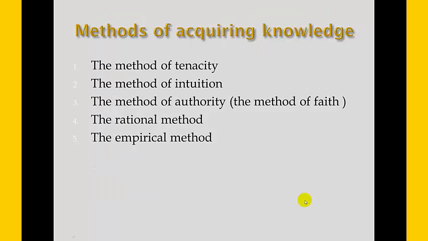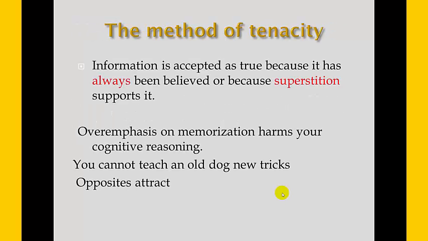And the next major topic in this chapter is the methods in which we learn, or the methods in which we find the answer to our research questions. Five methods are listed in this section. One is the method of tenacity. The method of tenacity is the kind of things that we learn from other people, from our parents, friends, some generalizations that we have. For example, they say opposites attract. This is something that we believe and we never ask why.